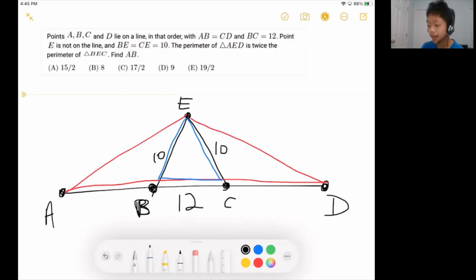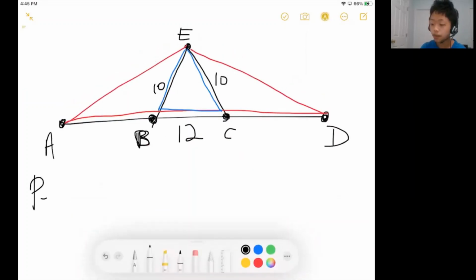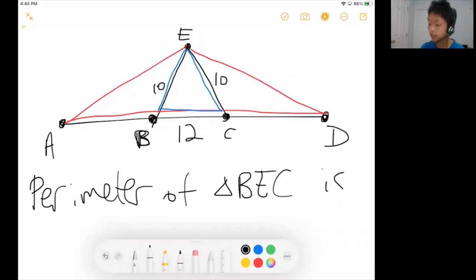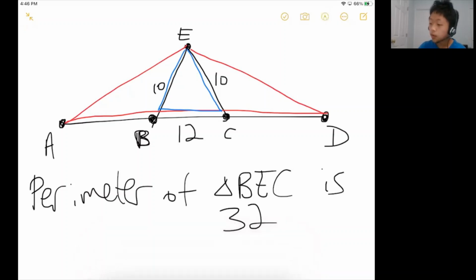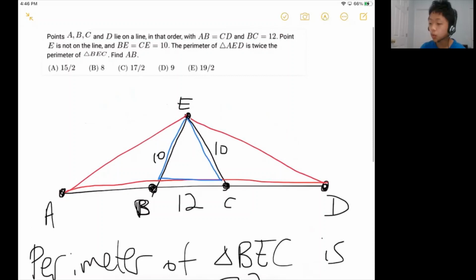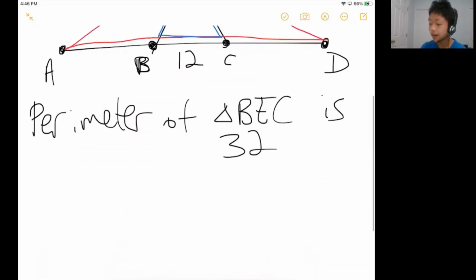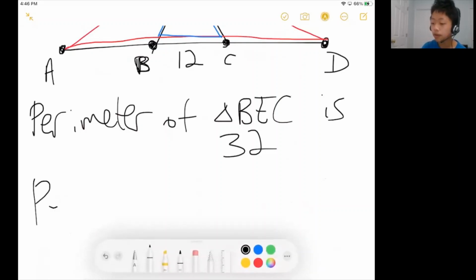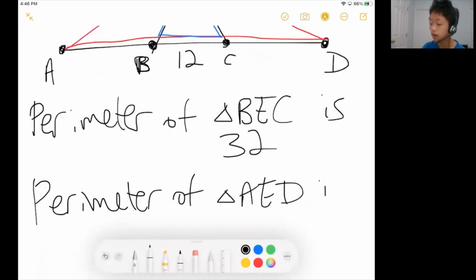This is a pretty interesting question, right? We're given that the perimeter of triangle AED is twice the perimeter of triangle BEC. We can easily calculate that the perimeter of triangle BEC is just 10 plus 10 plus 12, which is 32. So twice the perimeter of BEC is twice 32, so the perimeter of triangle AED is going to be 64.